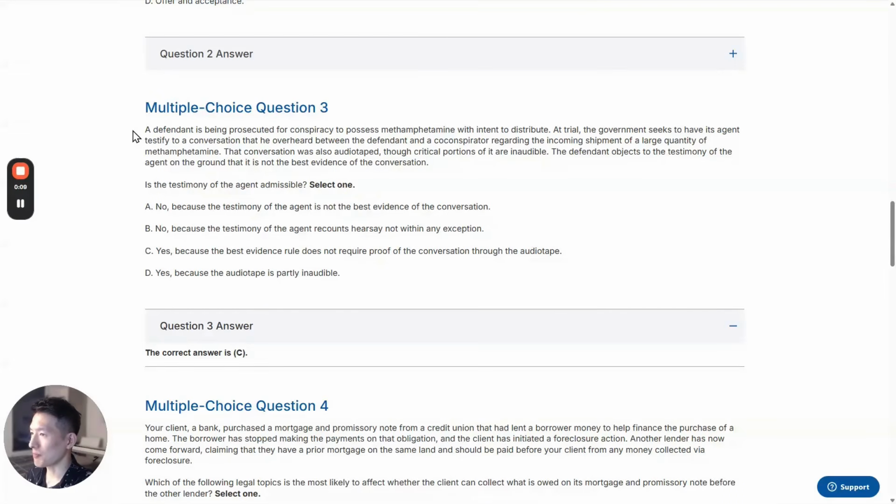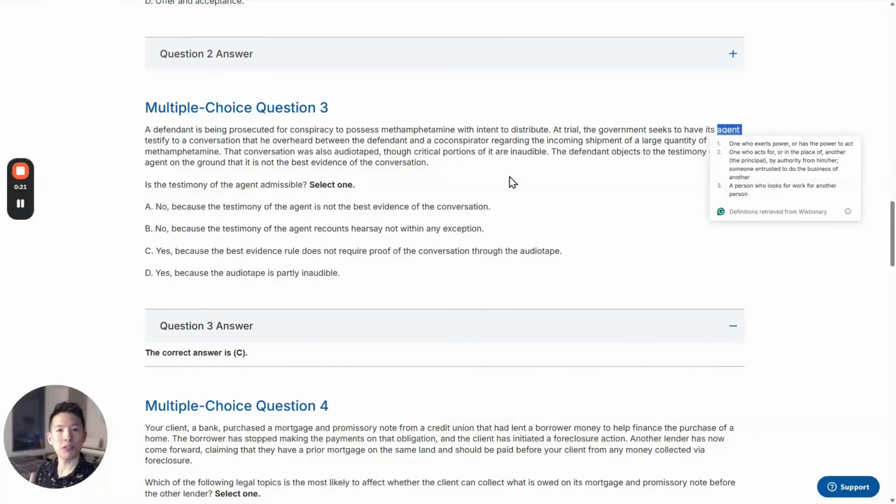The question is not talking about whether you have a client, you're representing someone. This is a straightforward one: a defendant is being prosecuted. Is the testimony of the agent admissible? So there, again, there's some overlap between the prior classic legacy exam and this new format.